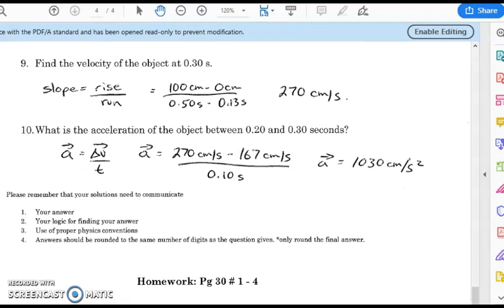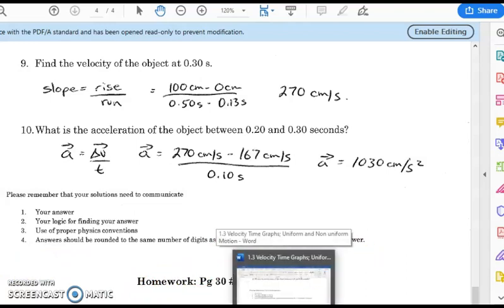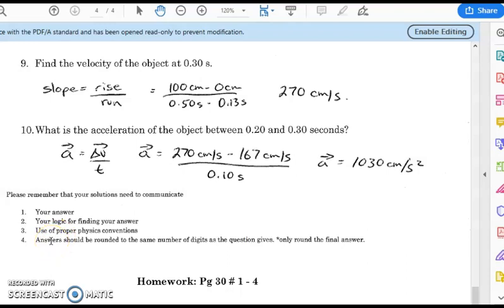So for homework, we've got page 30, numbers 1 to 4. Please remember that all your solutions should have first of all, your answer. Second of all, the logic that you use to find your answer, whether that be with formulas or with graphical analysis. Whichever way you do that, you're always using proper physics conventions. And your answer should be rounded to the same number of significant digits as the questions. Make sure you're only rounding the final answer. Don't round too early. Thank you, and if you have any questions, make sure to ask your teacher.